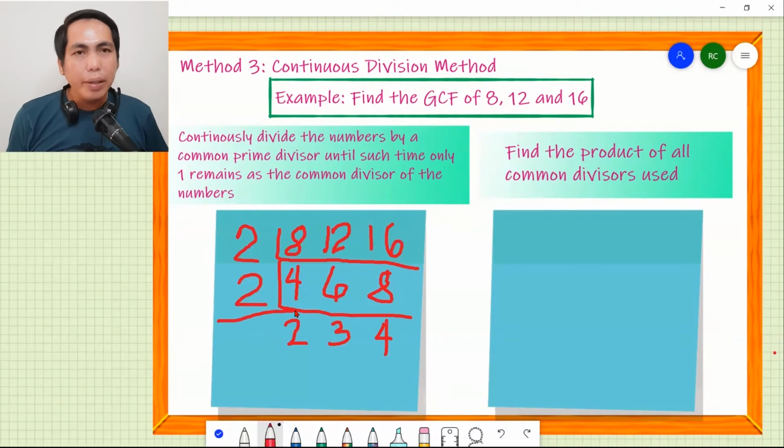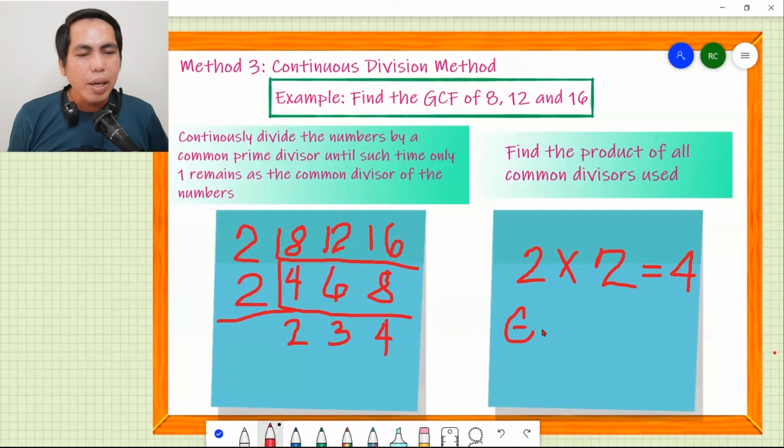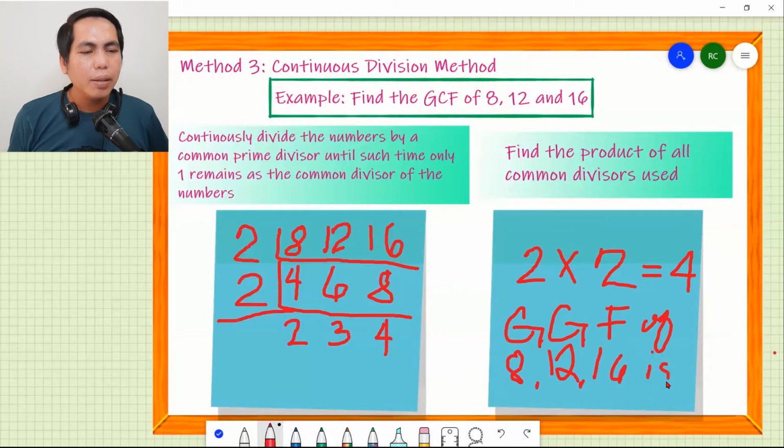How are we going to identify now our greatest common factor? We are going to write down all common prime divisors that we have used. We used 2. We also used another 2. To get the GCF, we just simply multiply these numbers to give us 4. So therefore, the GCF of 8, 12, 16 is 4.